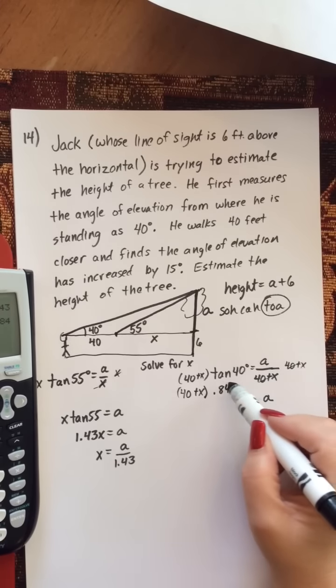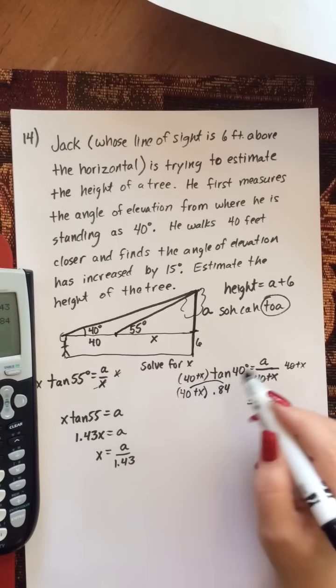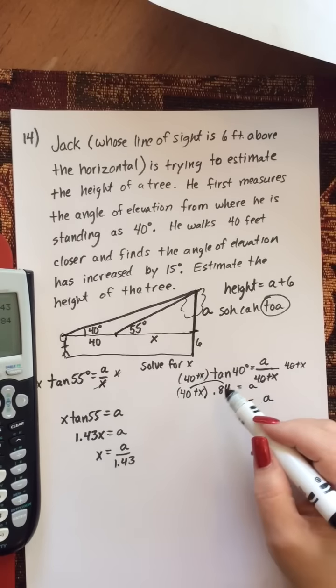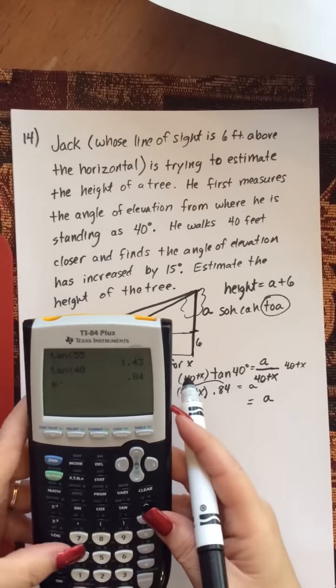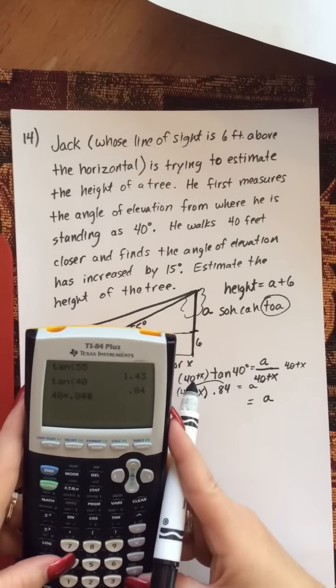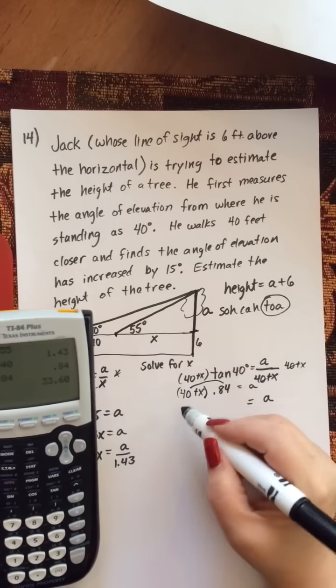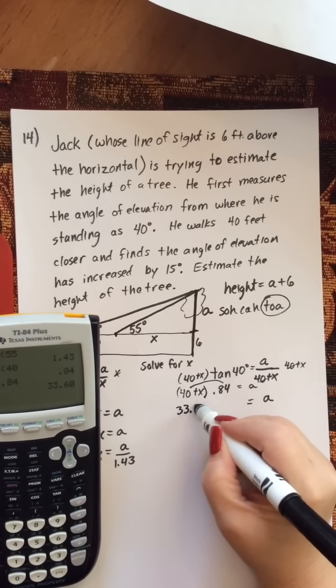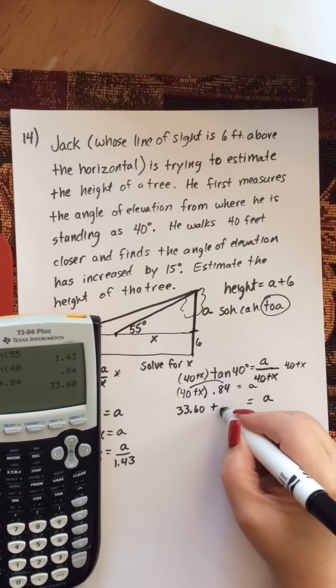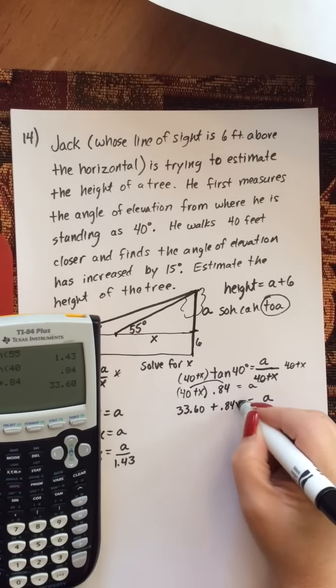Okay? Then I'm just going to distribute this times this. This is actually equal to a also. I just kind of snuck it in. 40 times 0.84 gives me 33.60, plus 0.84 times x gives me 0.84x.